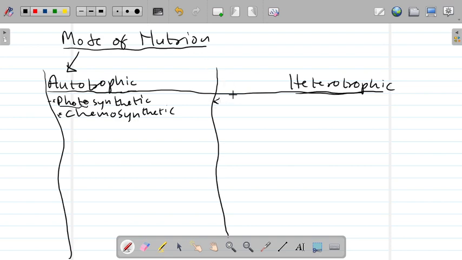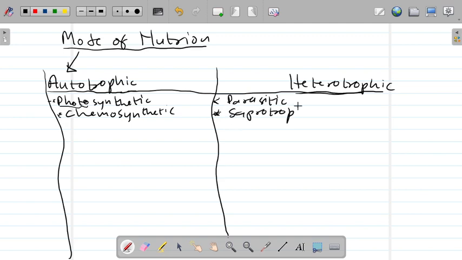Heterotrophic bacteria can feed in the following ways. They can either be parasitic. Most of them, like I said, are pathogenic, meaning they cause diseases. What is parasitic? Meaning they benefit, and the host does not benefit, like TB, for example, tuberculosis.